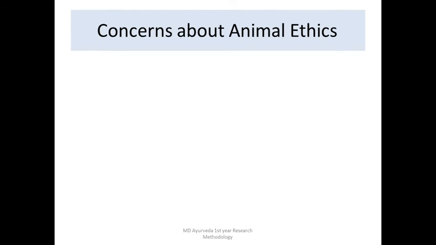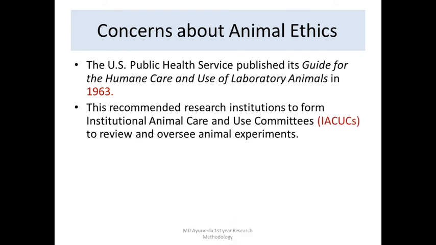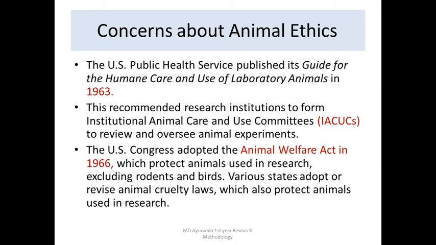Concerns about animal ethics: what are the concerns about animal ethics? The US Public Health Service published its Guide for the Humane Care and Use of Laboratory Animals in 1963. This guide recommended research institutions to form institutional animal care and use committees, that is IACUCs, to review and oversee animal experiments. And finally, the US Congress adopted the Animal Welfare Act in 1966, which protects animals used in research, excluding rodents and birds. Various states adopt or revise animal cruelty laws, which also protect animals used in research.